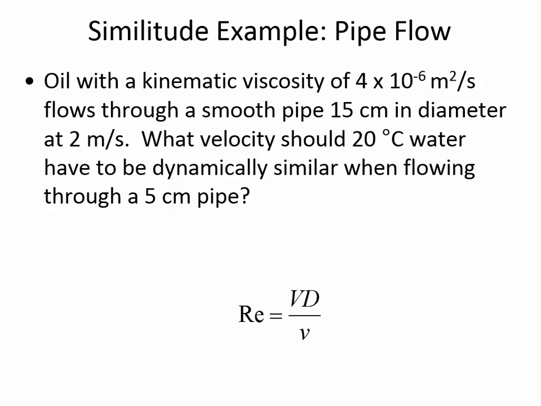The kinematic viscosity of the oil is 4 times 10 to the minus 6 meters squared per second. And then the diameter of the water pipe is 5 centimeters. So the velocity of the water through the pipe, to have it match up, is going to be 1.5 meters per second.